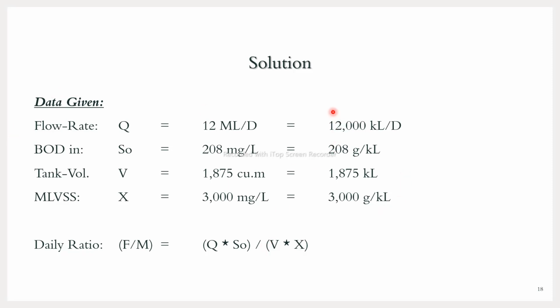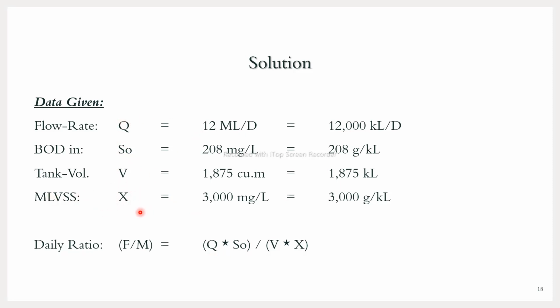So microorganisms will be eating this as their food, right? So if you multiply those two terms, it becomes gram per day. This is the food through the feed Q into S naught. And MLVSS is not coming in, right?